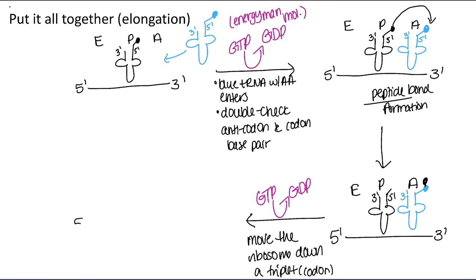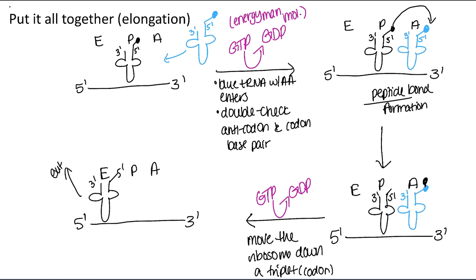After the ribosome has shifted down for our EPA site, now in our E site, we have that original black tRNA that was carrying our first amino acid. This is actually going to exit, which is why it is called the exit site. And in our second spot now, our P, we have our blue tRNA that has our 2 amino acids on it. And now we can repeat this process.